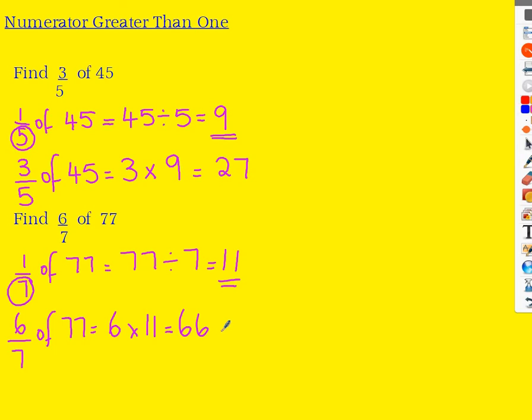So just to summarise what you're doing, you take the quantity or the number that you want to find the fraction of, you divide that by the number on the bottom of the fraction, and then you multiply that answer by the number on the top of the fraction. So you divide by the denominator, the number on the bottom, and then you multiply that answer by the numerator, the number on the top of the fraction.